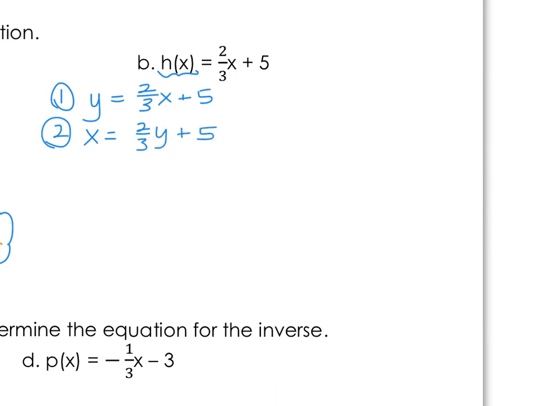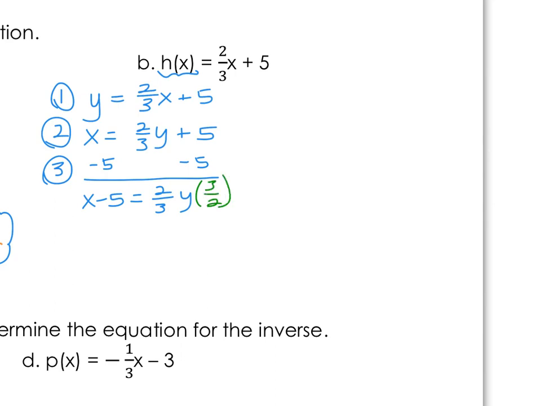And then in step 3, we get y by itself. To move the 5 over now, we're going to subtract. And this gives us x minus 5 equals 2/3 y. So watch what happens in this next step. We've talked about this at the very beginning of the year, way back in chapters 1 and 2. The easiest way to eliminate a fraction in an equation when you're trying to isolate a variable is to multiply each side by the reciprocal.